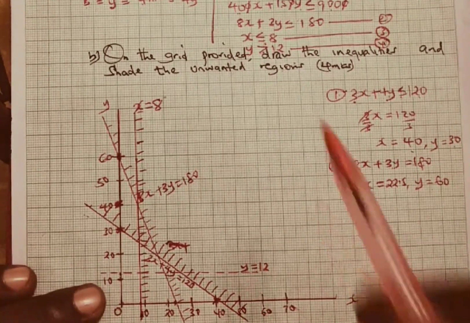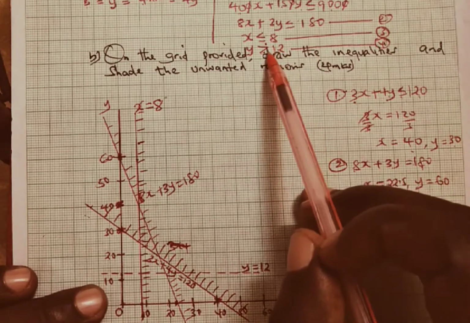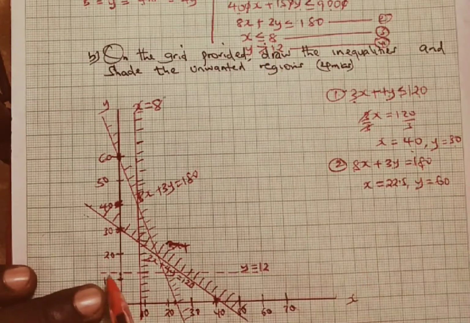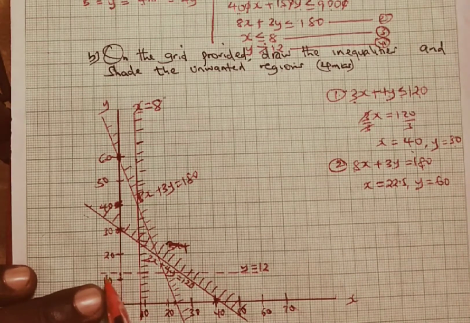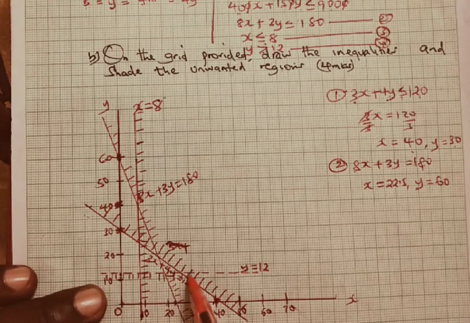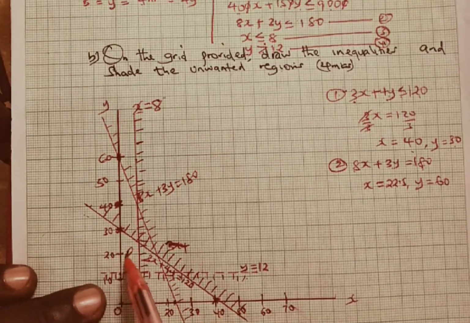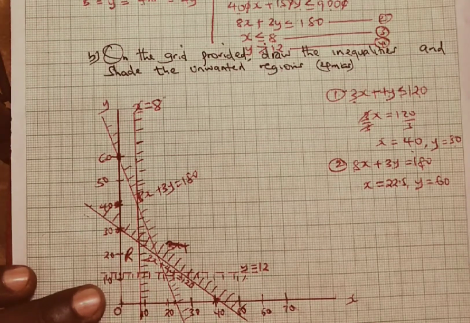And then we see that whatever we need is above the line, above this line here. So we are going to shade below this. So whatever we need is going to end up being at this point here. This is the required region here.